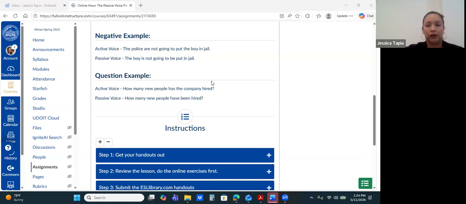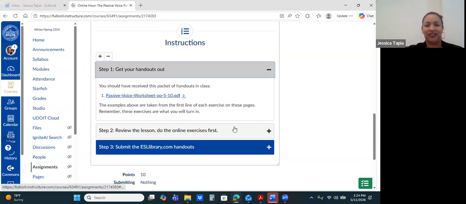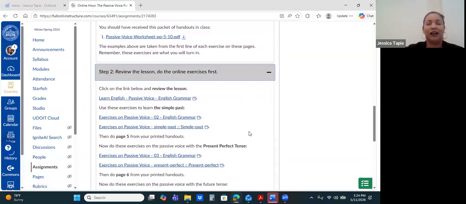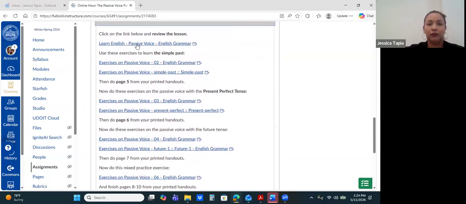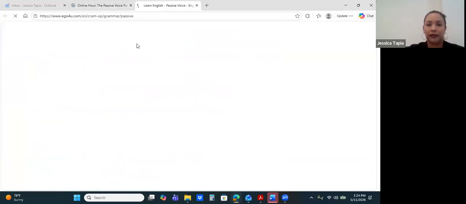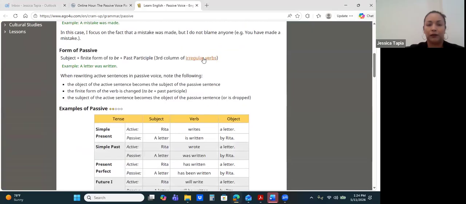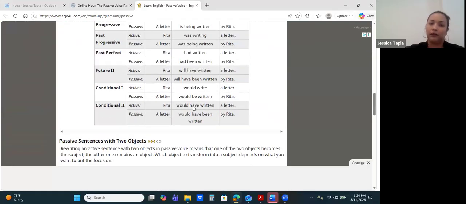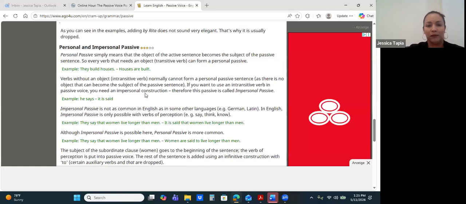All right, so you're going to get your handouts out, of course. You should already have those. You're going to review the lesson. You're reviewing now, right? Now, what I need you to do next is review this lesson. This is a very interesting review of the passive voice and the different forms of the passive voice. And it's kind of slowed down because it's not a video. You can read it. You can take your time reading it, right? The videos can sometimes go a little bit faster than we'd like.